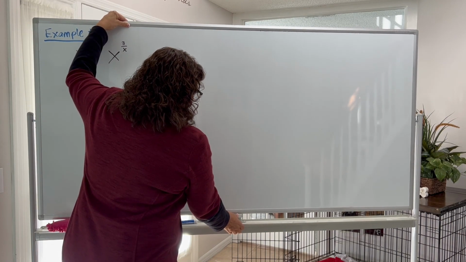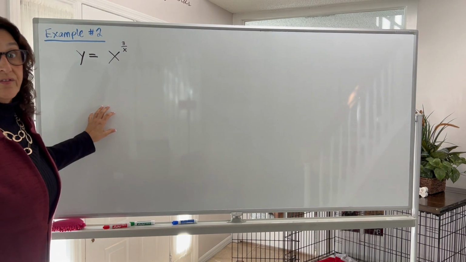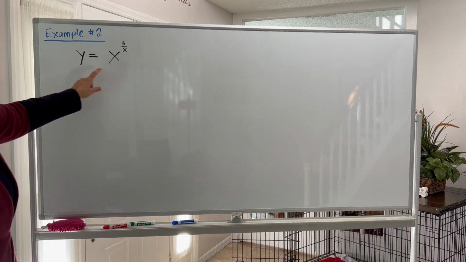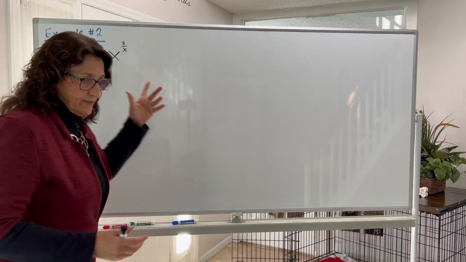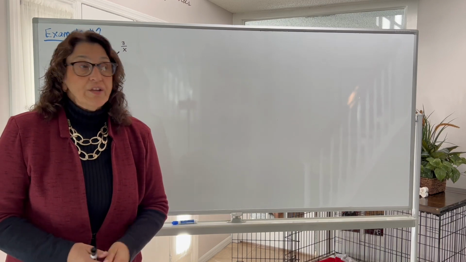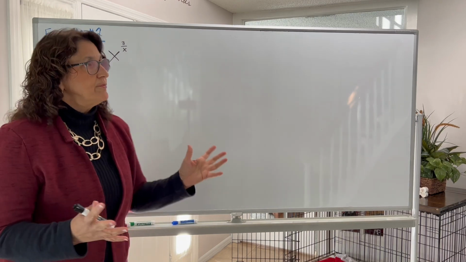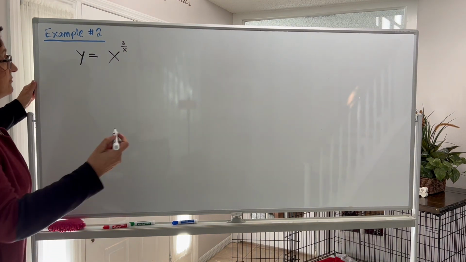So let's try this example, a little bit more involved. The steps are on the other side, so let's see if you remember the steps. y equals x raised to the 3 over x power. We have a variable base and a variable exponent. We can't use the power rule or the exponential rule when the variable is in the base and the exponent, so you have to use logarithmic differentiation.